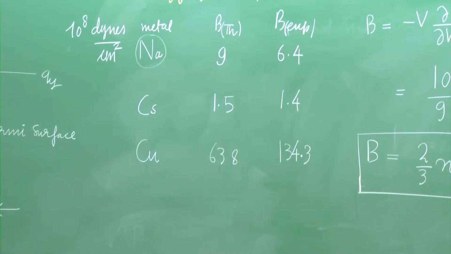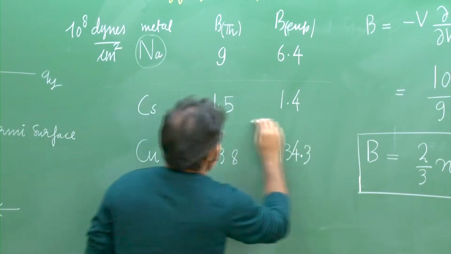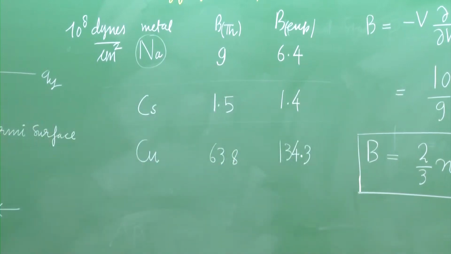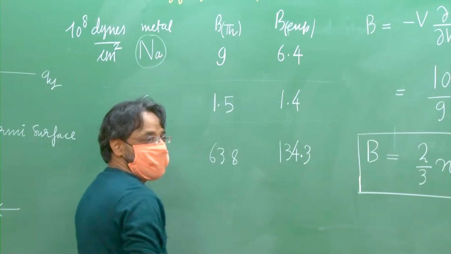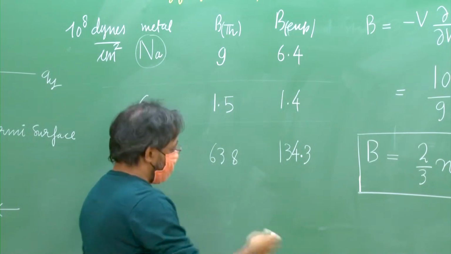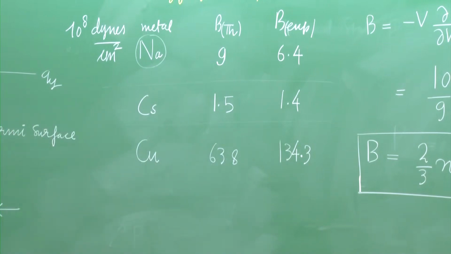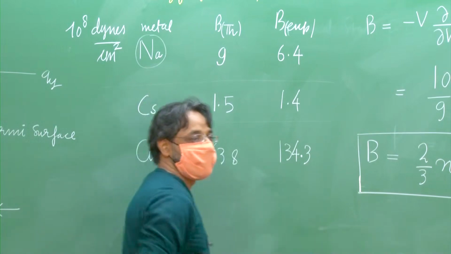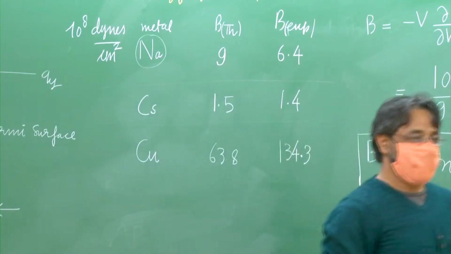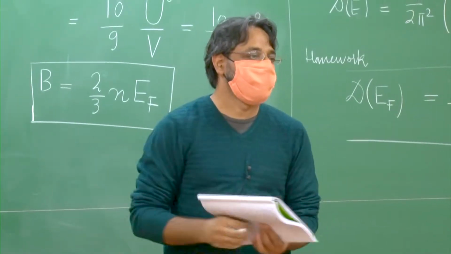So, what you see is that in some cases, especially in the case of heavier alkali metals, the bulk modulus predicted by our theory is fairly close to the experimental value, whereas in the case of transition metal elements like copper or other examples which I have not named here, the free electron theory grossly underestimates the value of the bulk modulus.